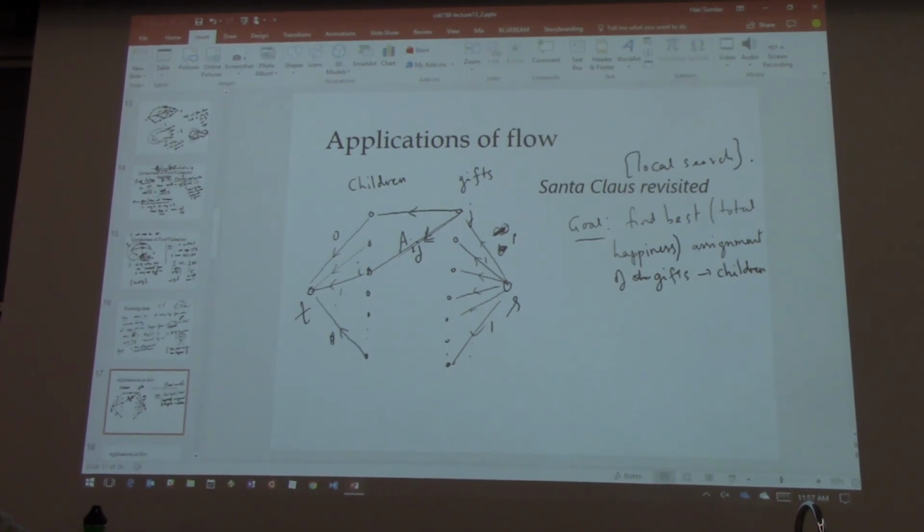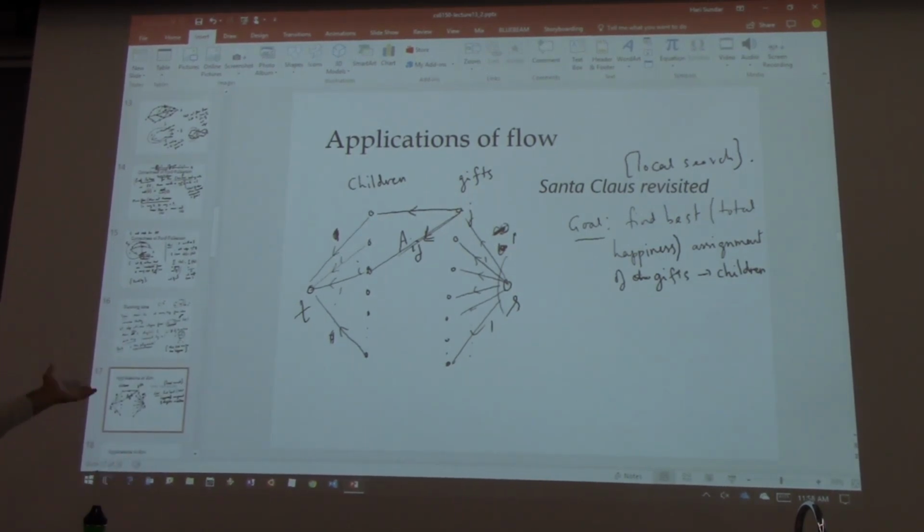Now what happens? Actually, the max flow in this case is not something we can very clearly say, right? Because if the a_ij are huge, then somehow cutting these is the best and you get an answer of n, which doesn't tell you much about how you assign gifts to children.